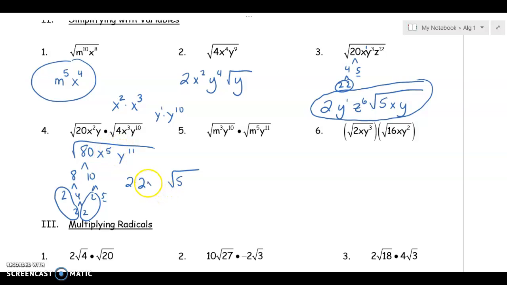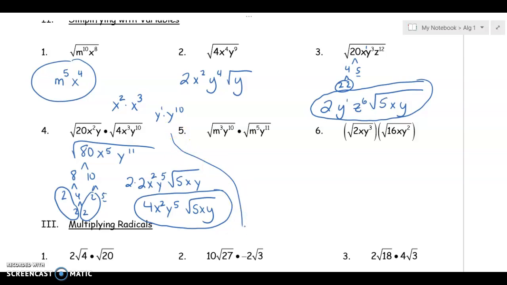5 divided by 2, you're going to have 2 pairs with 1 left over. 11 divided by 2 is 5 with 1 left over. And then I can multiply those 2's together. I get 4x squared y to the 5th and 5xy. So there's that.